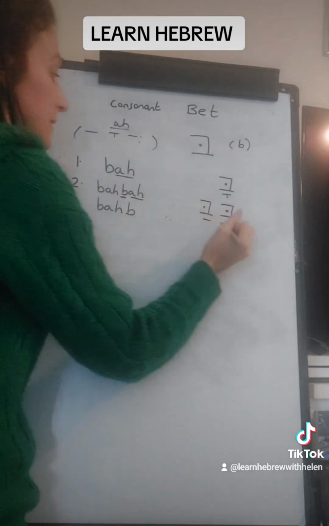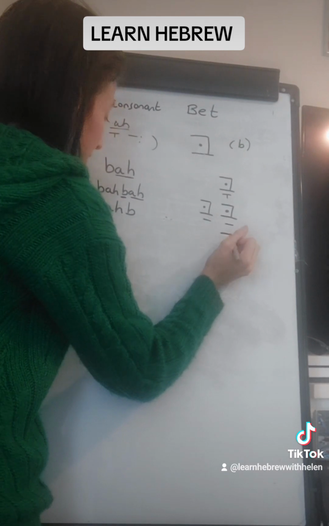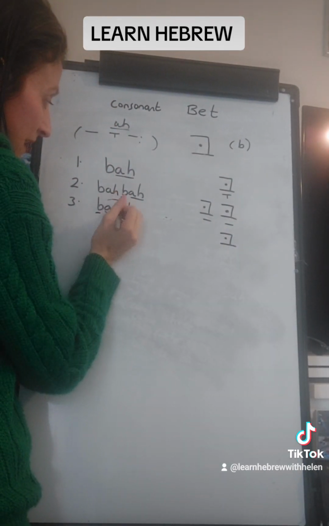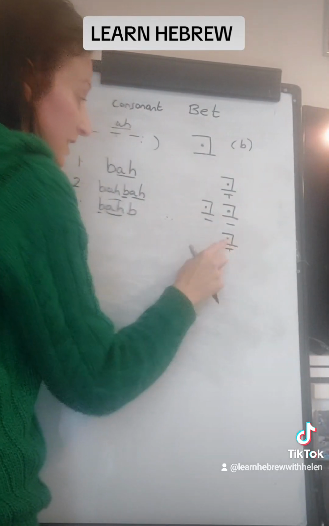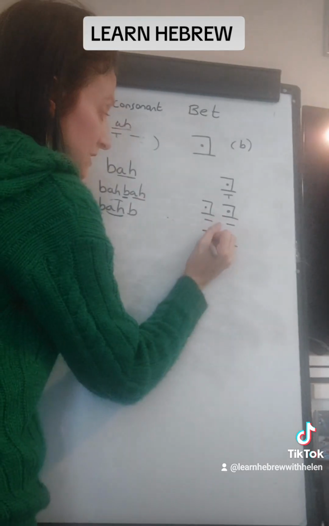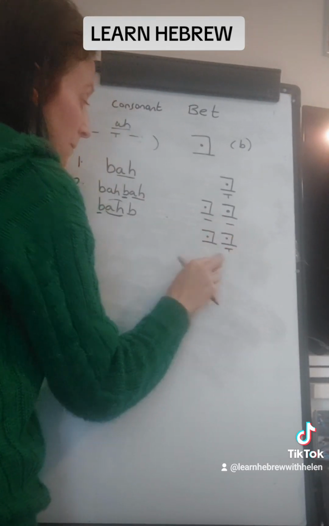And then bab, which would be the Bet again for ba. Then you've got the vowel sound, which is ah. So either the T or the dash. And then the Bet, the b at the end, look at the consonant sound. Bab.